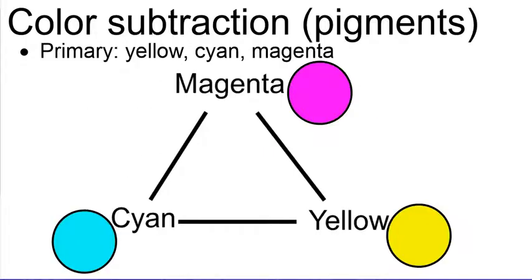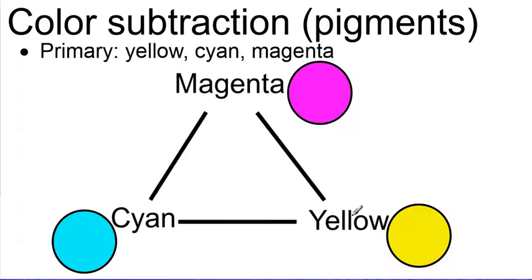Now, for color subtraction, this is going to be with pigments. What you'll notice here is that we have different primary colors for our pigments. We have magenta, cyan, and yellow. Hopefully this looks familiar. These are the secondary colors from color addition. Now, what we have to be careful of, this is color subtraction. So the idea for pigments is it removes certain colors. So it absorbs those colors.